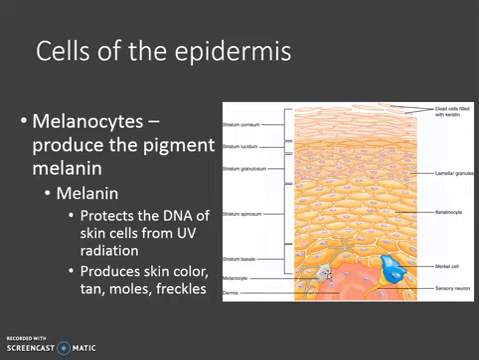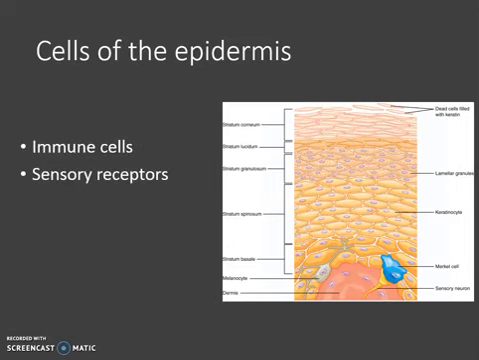Also, the moles and the freckles on your body, those are just clumps of melanocytes producing a lot of melanin in that area. Also, when you get a tan, so when you go out to the beach and lay out in the sun and you get a tan, that's your body trying to make more melanin in order to protect you from the increase in UV exposure that you're experiencing.